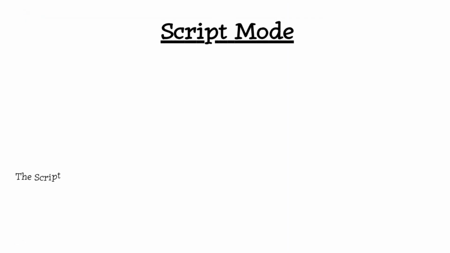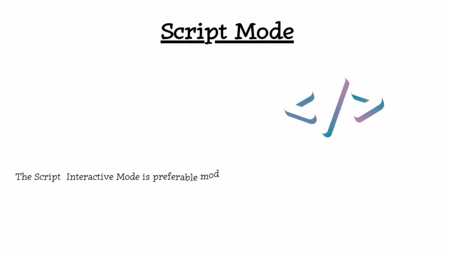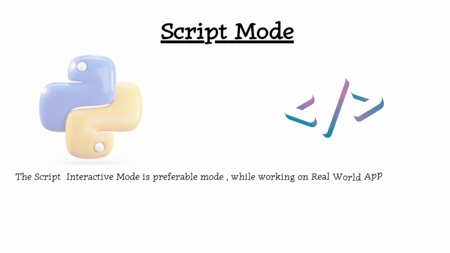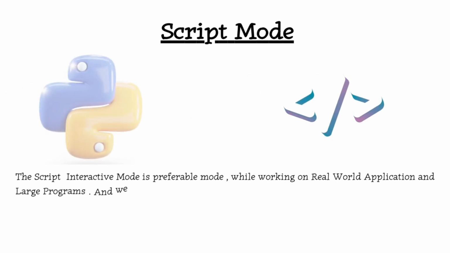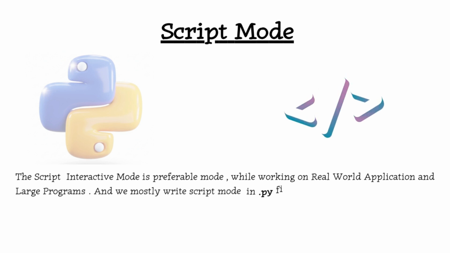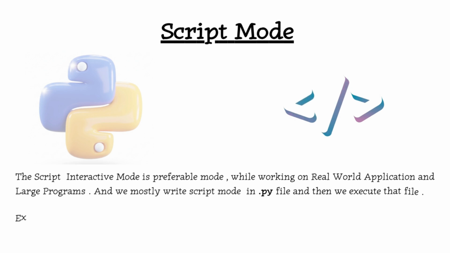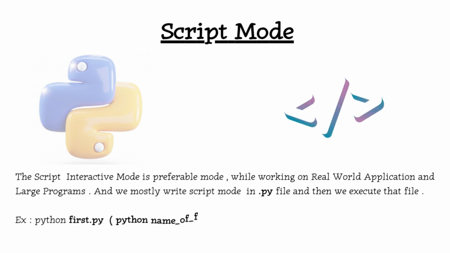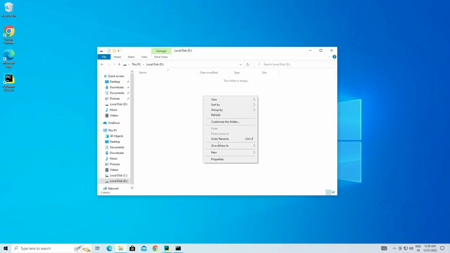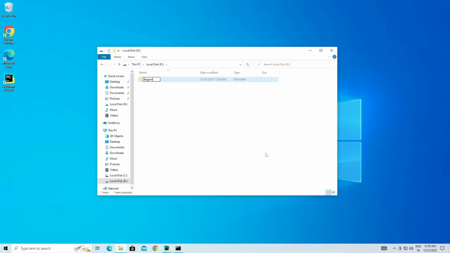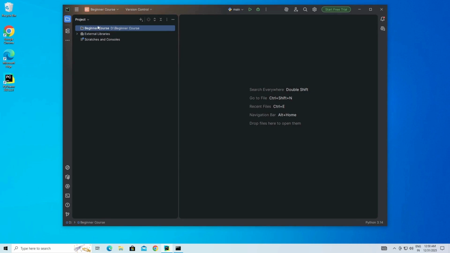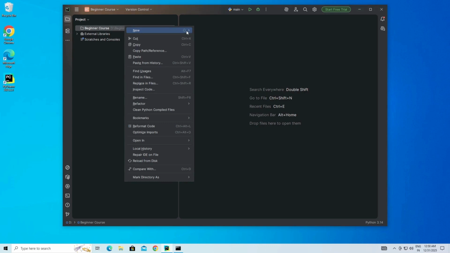Interactive mode is pretty good for quick testing, but for real applications and larger programs, we normally use script mode. In script mode, we write our code inside a .py file and then execute that file. Now I'm opening the PyCharm IDE and creating a new file called hello.py. In Python, all Python scripts use the .py extension.